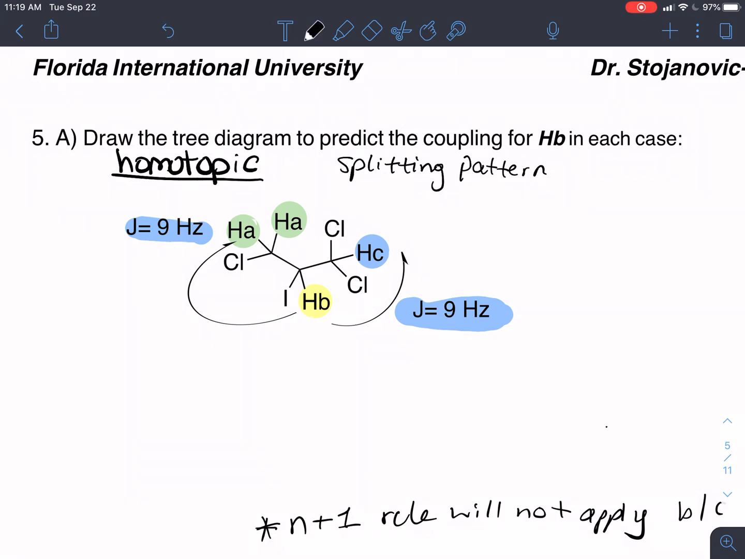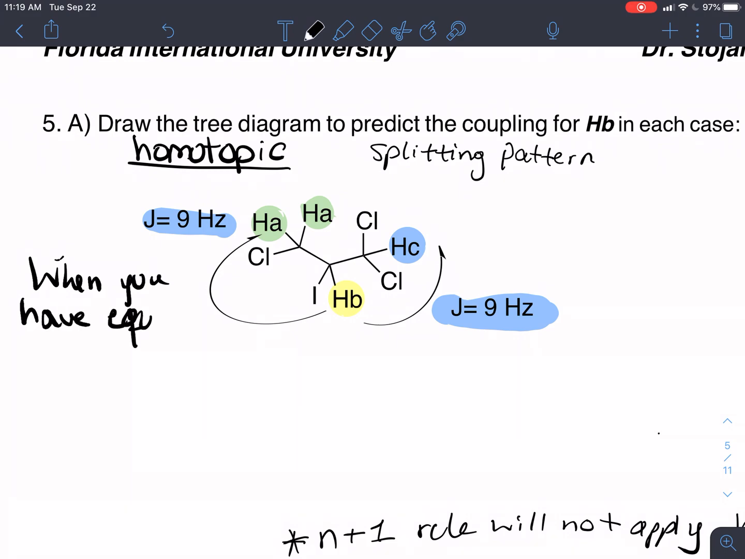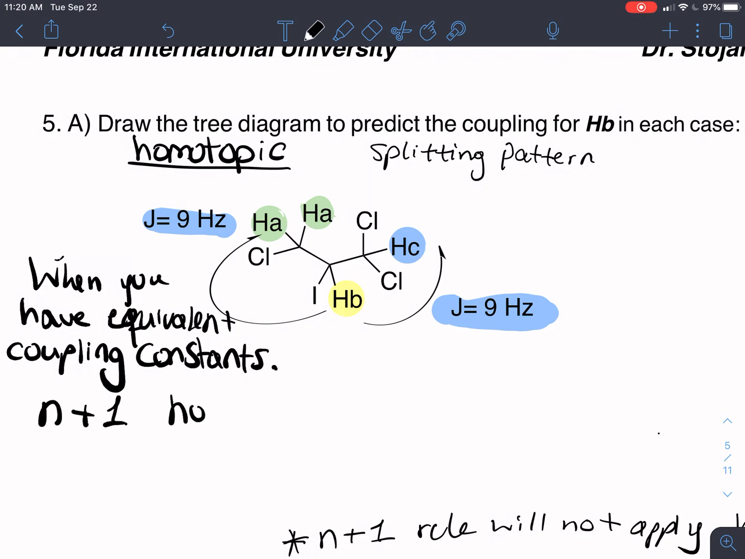Knowing that HB has 3 neighbors, where do we go from here? This is where it's important to mention that we have the same coupling constant between these neighbors and HB: J equals 9 hertz and J equals 9 hertz. And when you have equivalent coupling constants, which we do, n plus 1 holds true. So n plus 1 is the rule of vicinal coupling.